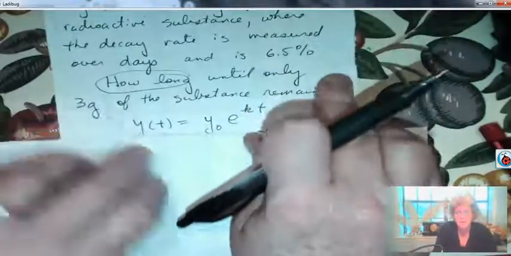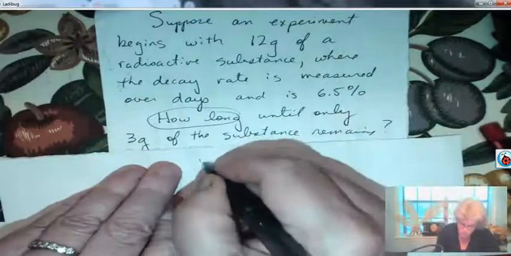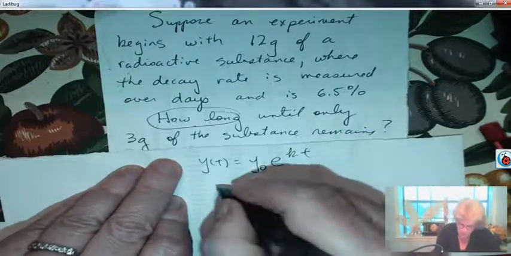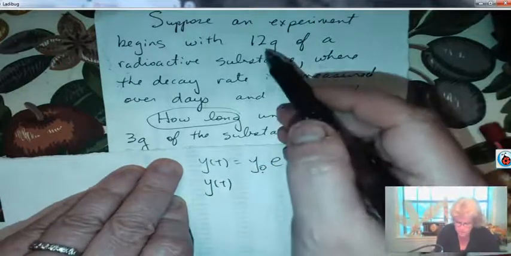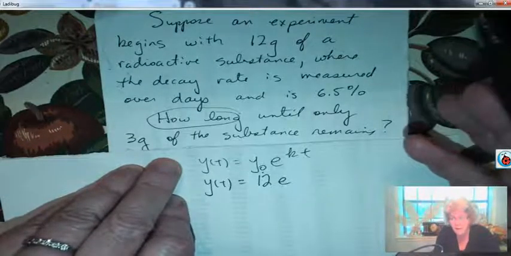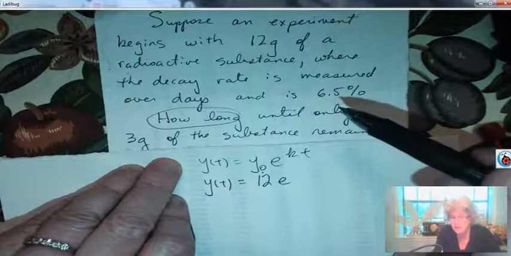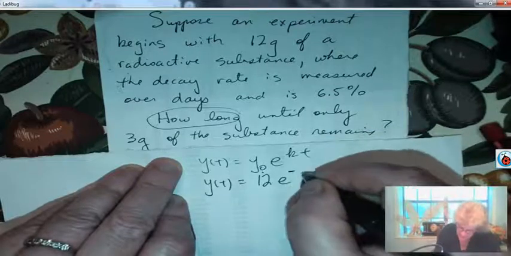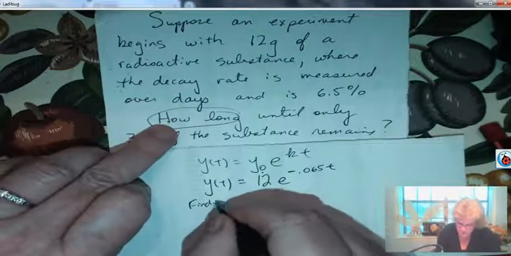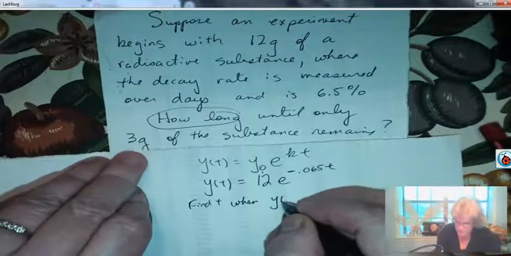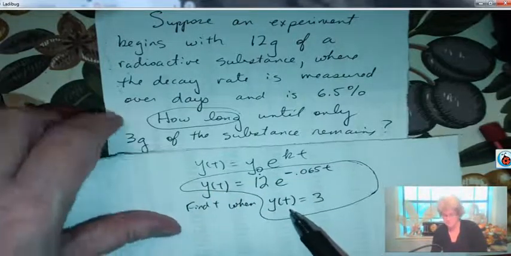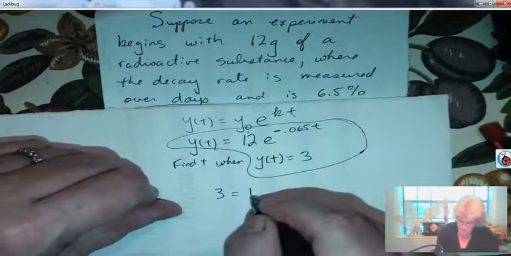Okay, so let's start out with our formula. Okay, so how much did we start with? We started with 12 grams. This is a substance that is decaying away, so my k is going to be negative, and 6.5 divided by 100, so my k is going to be negative 0.065. And what do we want? We want how long, so find t when the amount after time t is equal to 3 grams. Well, both of these equal y of t, so you put them equal to each other. So we want to solve this for t.